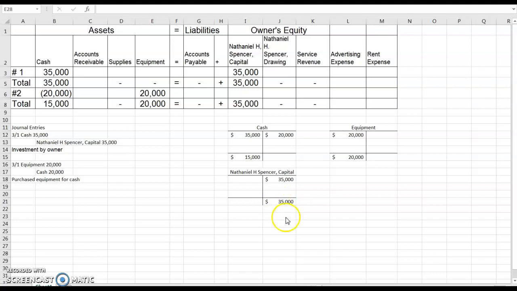You will also notice that now we can tie back our account balances. So after our 2 transactions using our grid for the accounting equation, $15,000 was our ending balance in cash. $15,000 is our ending balance in our T account. Equipment, $20,000 was our ending balance. $20,000 is our ending balance in our equipment T account. And $35,000 was our ending balance in our capital account. $35,000 is our ending balance in our capital T account.